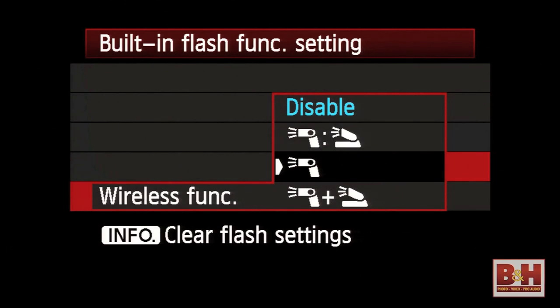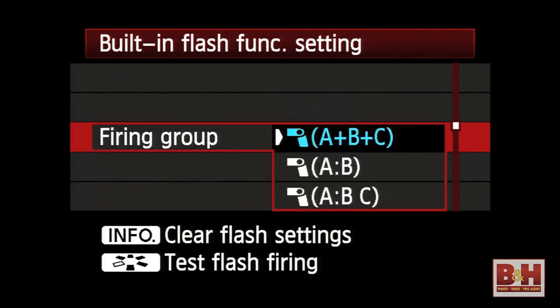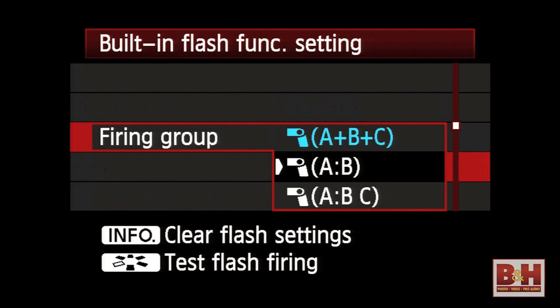Or I can tell the system, I don't want the built-in flash to fire during a wireless shot. I want just my speed lights off the camera to fire. That would be this one. You've got the symbol for just accessory speed lights, not the built-in flash. So let's say I set that. I can now go down two notches to firing group, and I can tell the system I want all the external flashes to fire as one group at even power. Or I can set up a ratio of A units to B units.